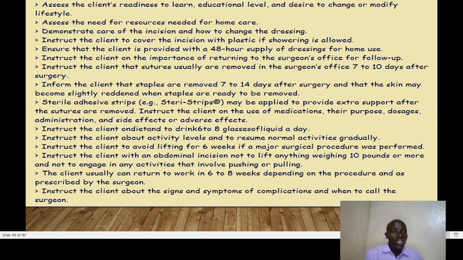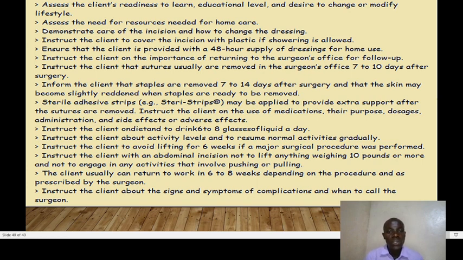Okay. You also need to assess the patient's readiness to learn, education level, and desired change to modify lifestyle. Remember, you have to assess the need for resources needed for home care, demonstrate care for the incision, and how to change the dressing. You also need to instruct the client to cover the incision with plastic if showering is allowed. You also have to ensure that the client is provided with 48-hour supply of dressing for the home use. Instruct the client on the importance of returning to the surgeon's office for follow-up.